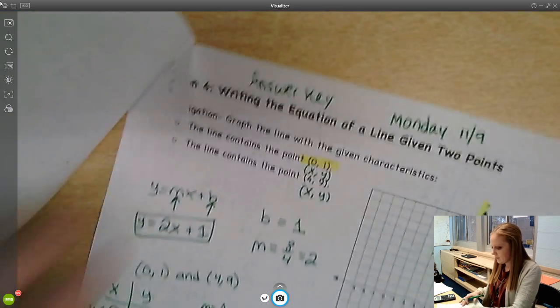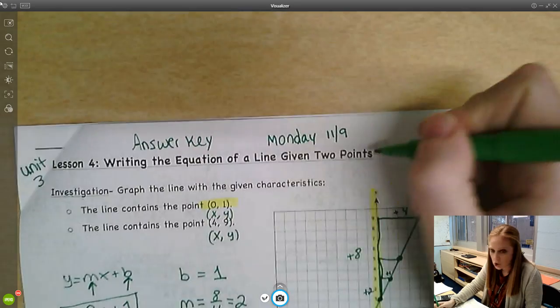Alrighty, so again, that was lesson 4, writing an equation of a line when you're given 2 points.